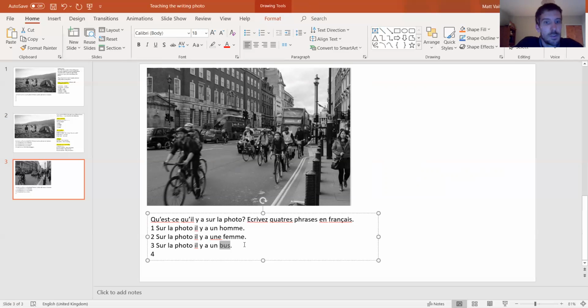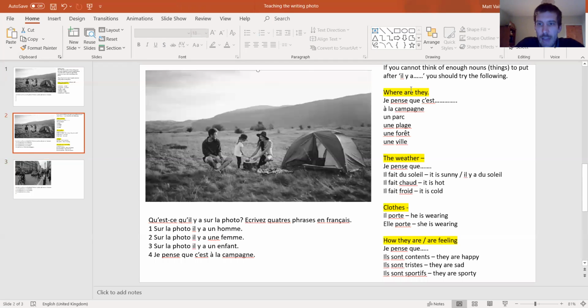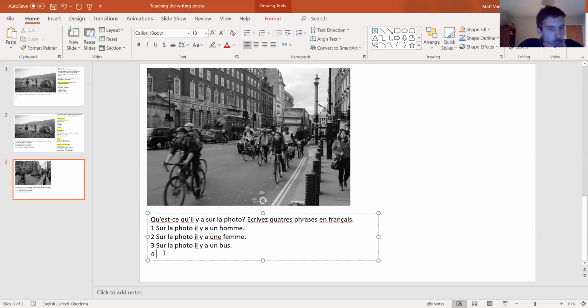We can go sur la photo, il y a. And then we're just left with our 4th one. Obviously, if we knew something else like car, bike, done, sur la photo, il y a. If we didn't, let's go back to what we talked about here. Where are they, or the weather? Our first 2 options. And let's start with the je pense que. Where are they? In a town. Lovely. Je pense que c'est une ville. I think that it is a town.